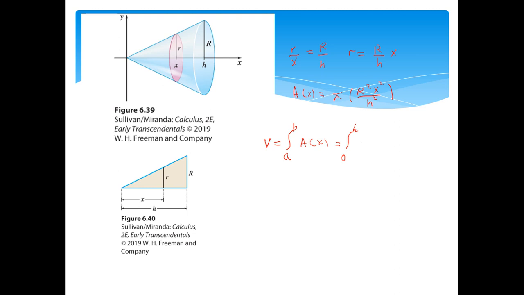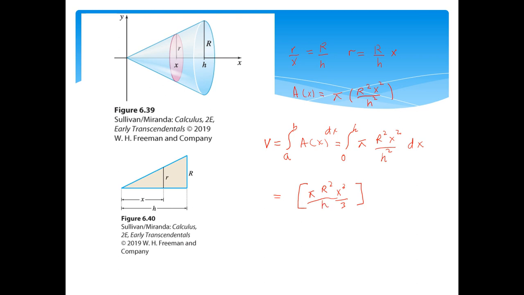Of pi R squared x squared over h squared dx. So now when we take the integration, the only thing changing here is x, right? So when we integrate x squared, it's going to be x cubed divided by 3. Everything else is constant. So pi R squared over h squared.